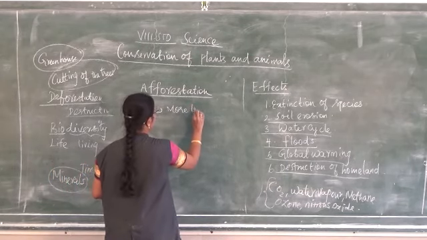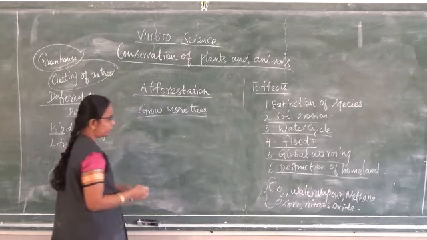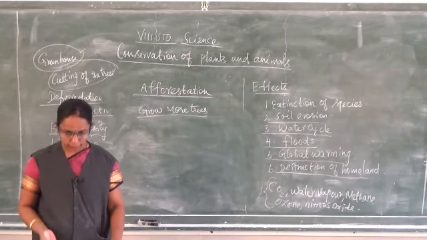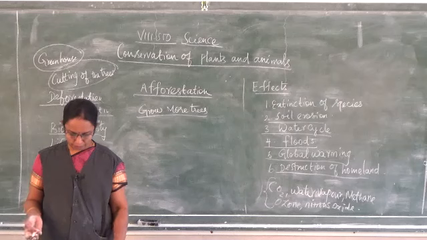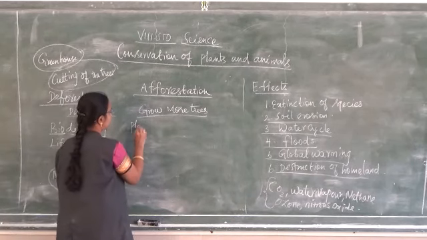If more trees are there, rainfall will automatically come. If the rain comes, water scarcity will be removed. So in order for that, what do we have to do? We have to grow more forest. So afforestation is the planting of trees.